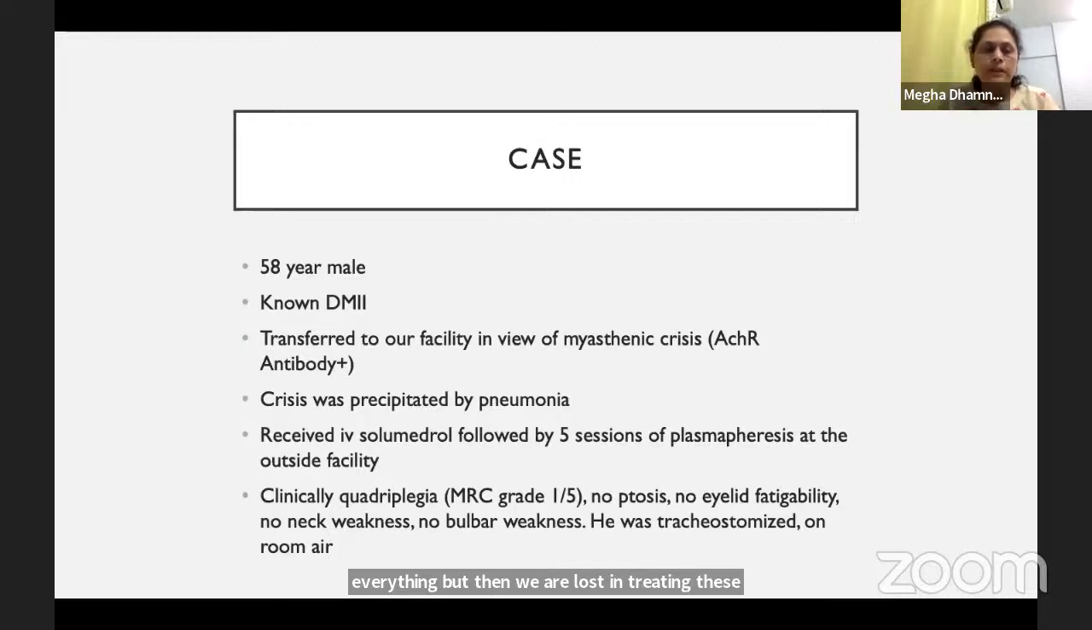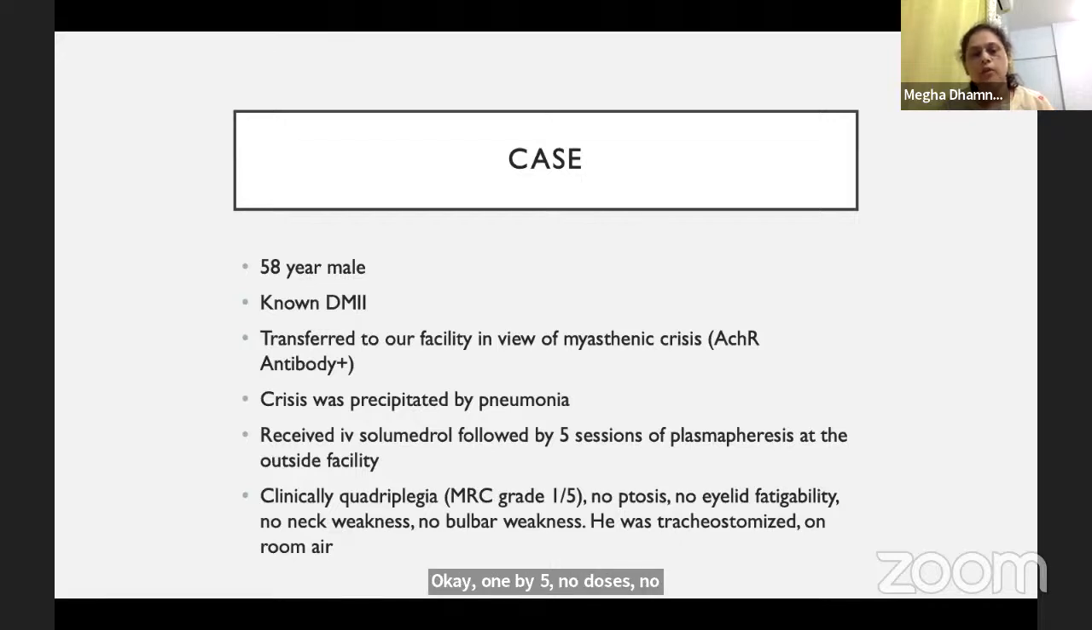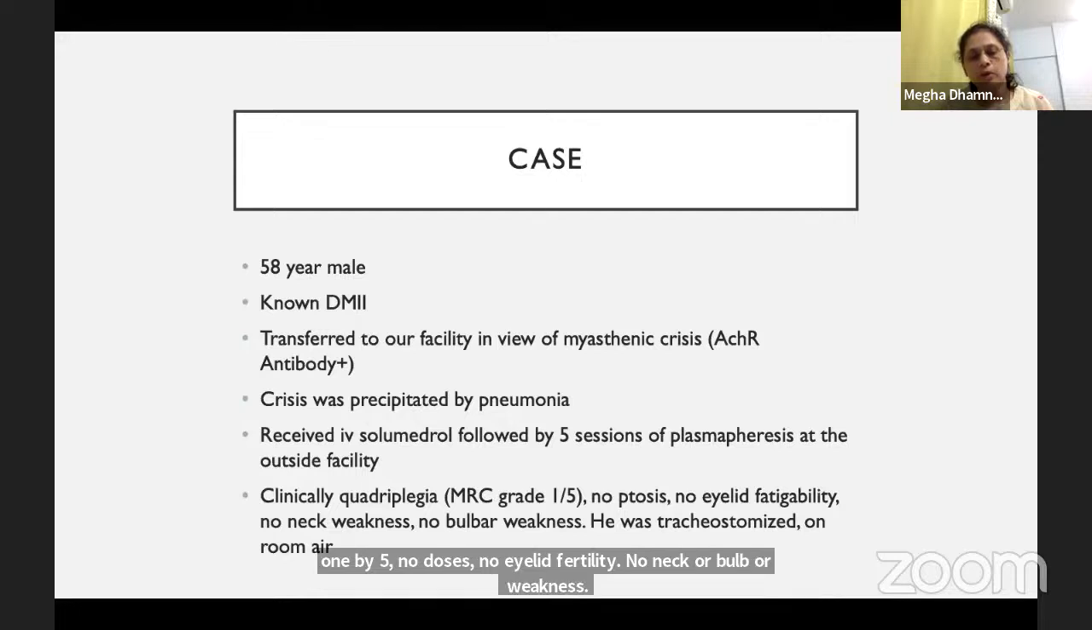Before we move on to the treatment, let's discuss this case. So this patient was referred to our facility. He was a 58-year-old male, known diabetic, and my colleague admitted him saying that he's a case of refractory myasthenia crisis. He received 5 sessions of plasmapheresis, Solu-Medrol, and he wanted to give rituximab to this patient. So when I saw him, he had clinically quadriplegia, grade 1/5, no ptosis, no eyelid fatigability, no neck or bulbar weakness. He was on a tracheostomy on room air.